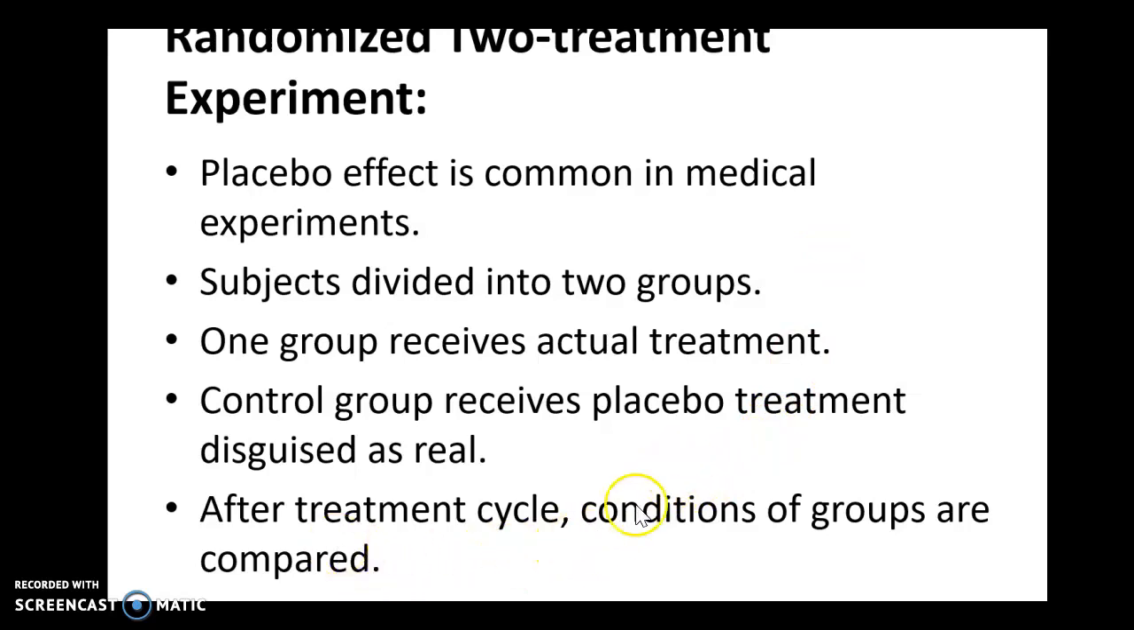After the treatment cycle, conditions of the groups are compared. You have to compare the results. So what you're trying to do is eliminate lurking variables. Lurking variables are things that are outside that may contribute to something else.